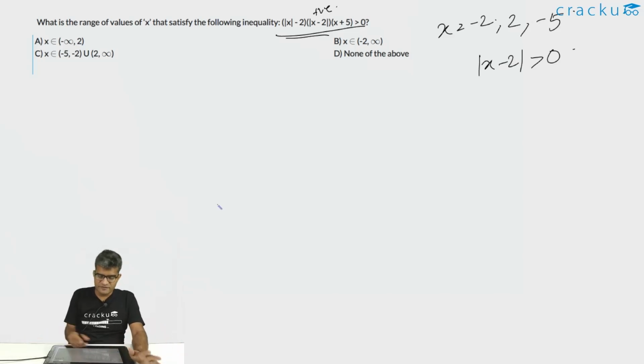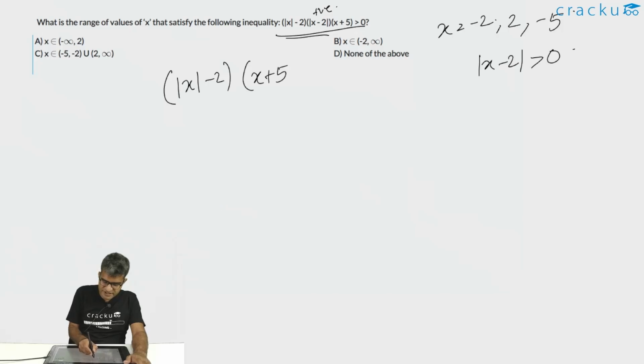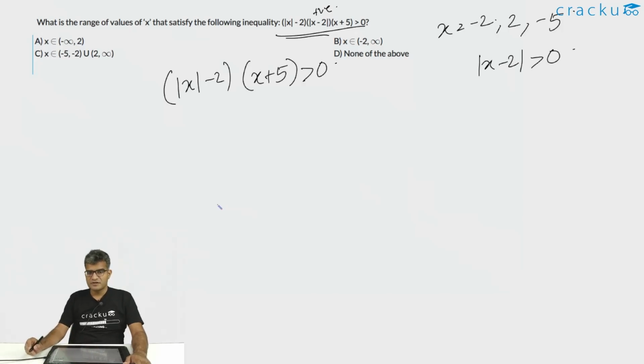So this middle term is always positive, so we can ignore it in this product. What we are essentially looking for is modulus of x minus 2 into x plus 5. We want this to be greater than 0 because this term is always positive. So if we are looking for a product which is greater than 0, if that number is multiplied by a positive number, it will always be greater than 0. So we can ignore it. So out of this product, modulus of x minus 2 into x plus 5, if this has to be greater than 0, there are two cases that are possible.